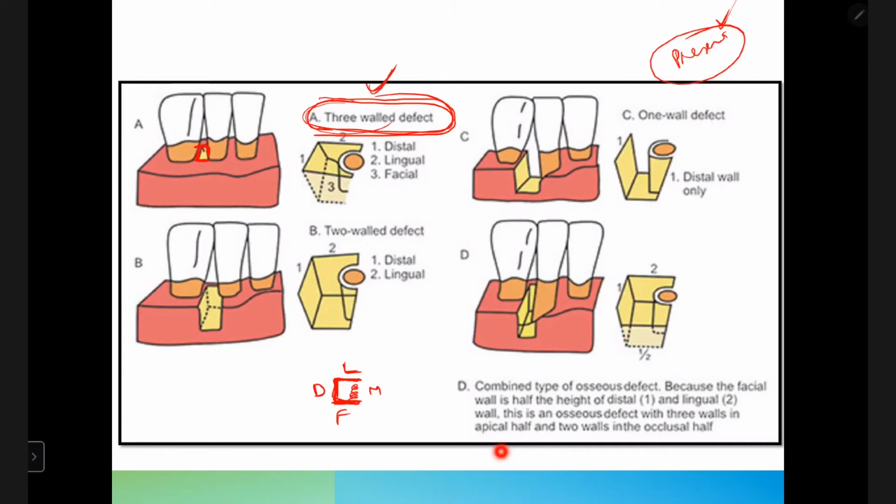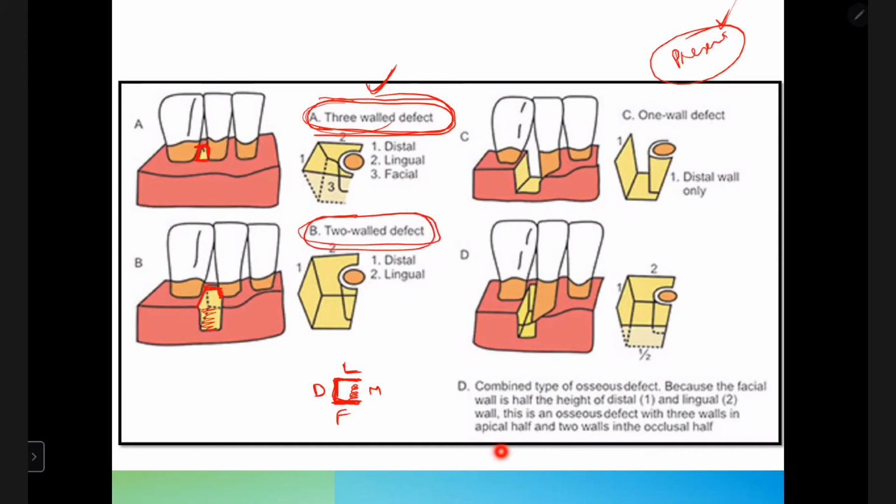Now let's talk about the 2-wall defect. Here, if you can see, the mesial wall is not there, right? The facial wall is also not there, right? What are all the walls that are present? The distal wall and the lingual wall are present, right? So this is a 2-walled defect. Only 2 walls are present.